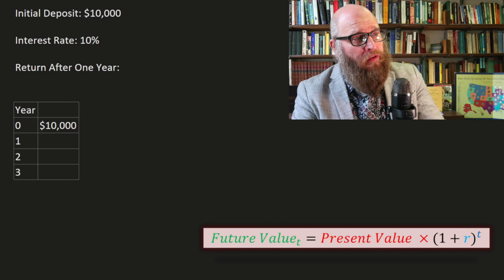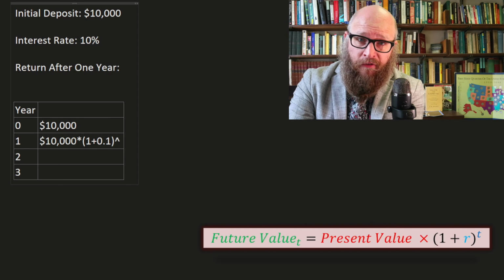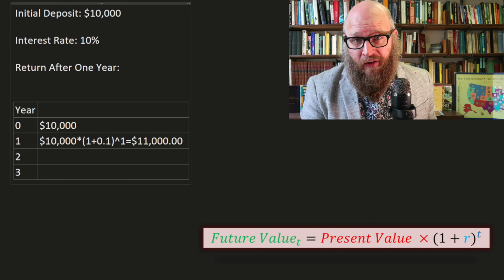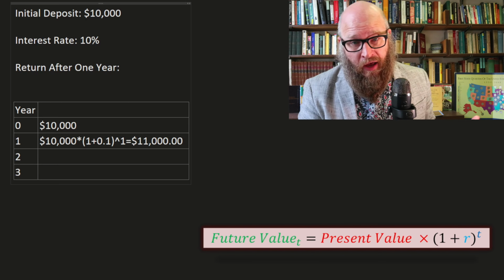Let's run through a few quick problems. The initial deposit is going to be $10,000. The prevailing interest rate is a nice clean 10%. How much of a return will they get after 1 year? We plug in the formula. It's just 1 year. 10% of $10,000 is $1,000. 1,000 plus 10,000 equals 11,000.